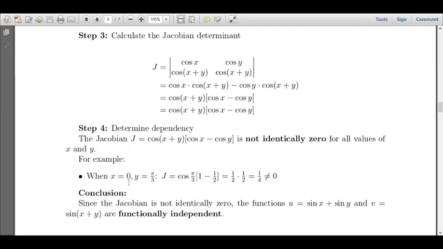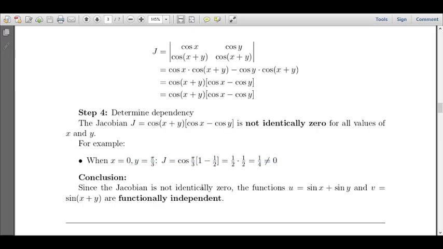See here, suppose if we take x equal to 0 and y equal to pi by 3, so what will we get? J equal to cos pi by 3 into (1 minus 1 by 2). So this equal to 1 by 2 into 1 by 2, 1 by 4, which is not equal to 0. So we choose arbitrary x and y values.